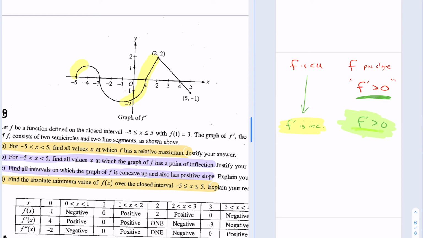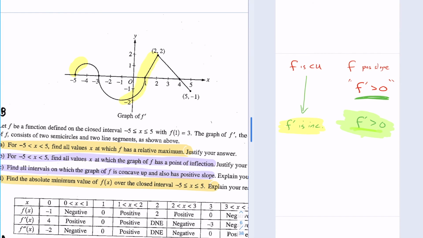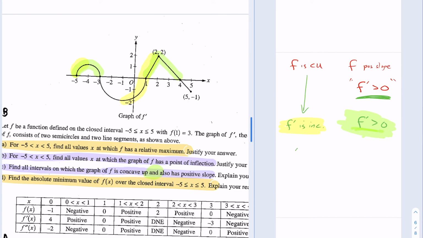Now, my green highlight. Where f prime is positive, that just means where f prime is above the x-axis. So here I have from -5 to 3, and from 1 to 4. So the key word here is and. Where is f concave up and have a positive slope? So where do they both overlap here? Where does the yellow meet the green? So I noticed that they overlap from -5 to 4 and also from 1 to 2.